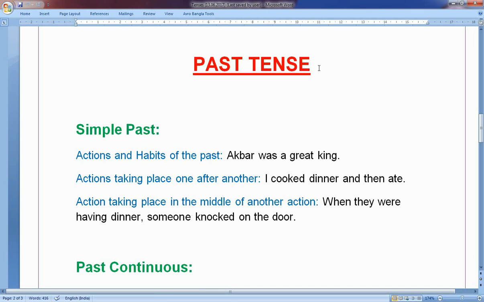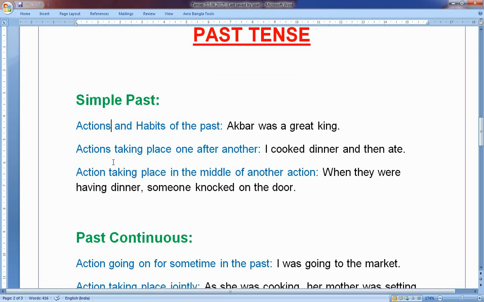The past tense refers to events and actions which took place in the past, which may be a long time ago, a short time ago, or just a few moments ago, as the case may be. The past tense again has been divided into four subsets. The first one is the simple past, which denotes three types of actions: actions and habits of the past, actions taking place one after another, and action taking place in the middle of another action.